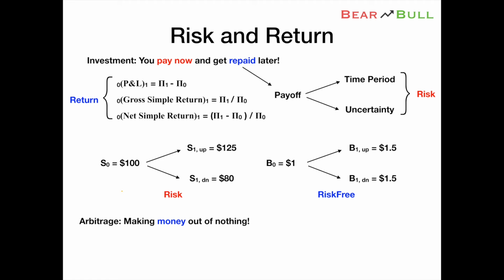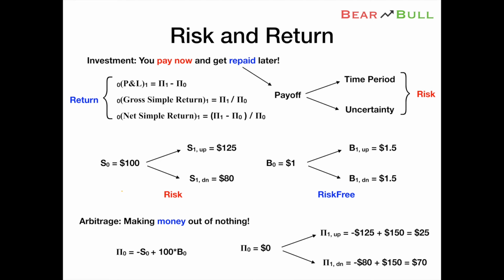Now, let's see how we could represent the portfolio we created by using a formula. Here we have minus stock S, meaning we short sold stock S, plus 100 times bonds B, meaning we bought 100 bonds B. This is the portfolio we created at time 0. And it was worth $0. It didn't cost us anything to make it. But in both the up and down state of the economy, we made a profit.